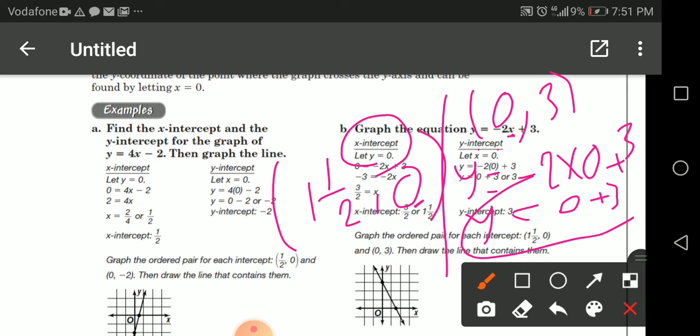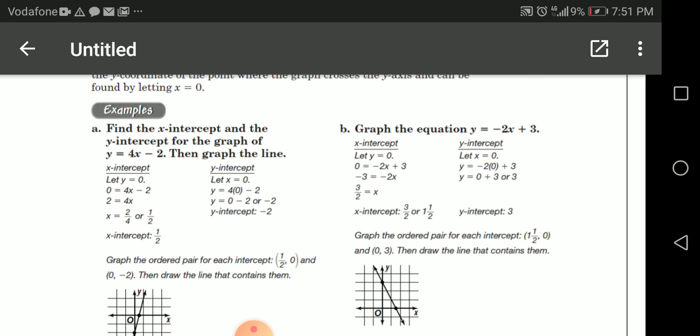So we will draw it at 1.5 and 0. 1.5 means here 1, then go half, and then 0, on the same line of the x coordinate. And then we have for y, 0 and 3. 0 and go up 3. This is 0 and 3. Okay, guys, draw a line containing them, then it will be graphed easily.